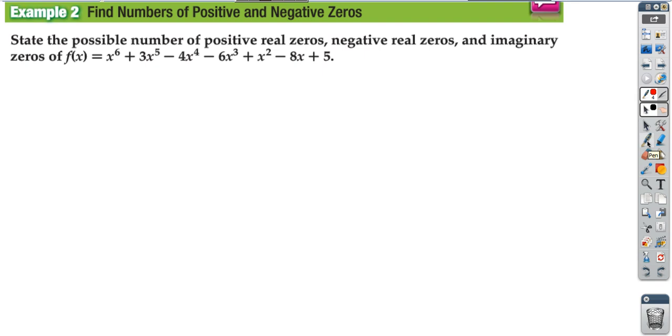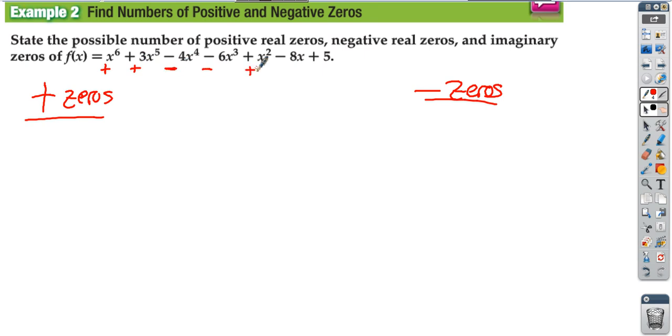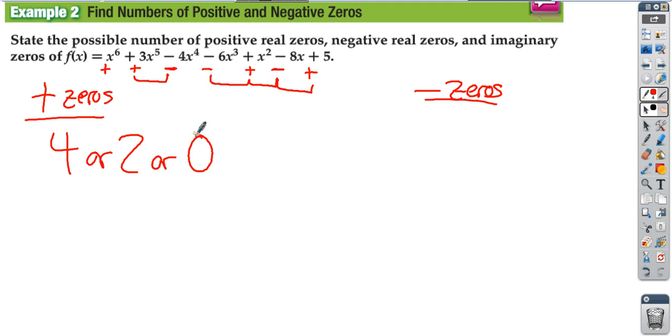We want to know how many positive zeros we could have, and then how many negative zeros we could have. Positive zeros is easier to find because all we need to do is just count the sign changes. So we have a positive, that's still a positive, that becomes negative, negative, now there's another sign change, that changed, and that changed. If we count the sign changes, there's 1, there's a second change, there's a third, there's a fourth. So that means we could have 4 positive zeros, or we could have 2 positive zeros, or we could have no positive zeros. Okay, any one of those is possible.